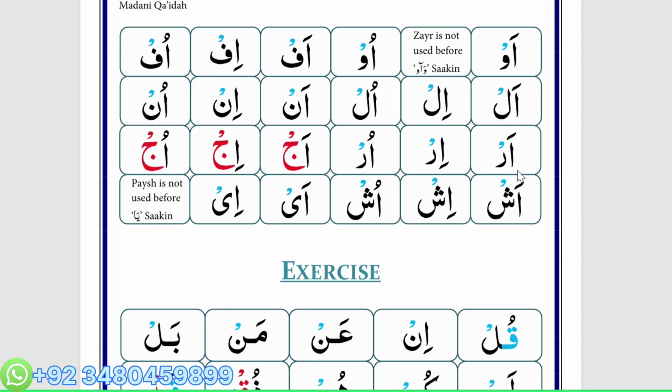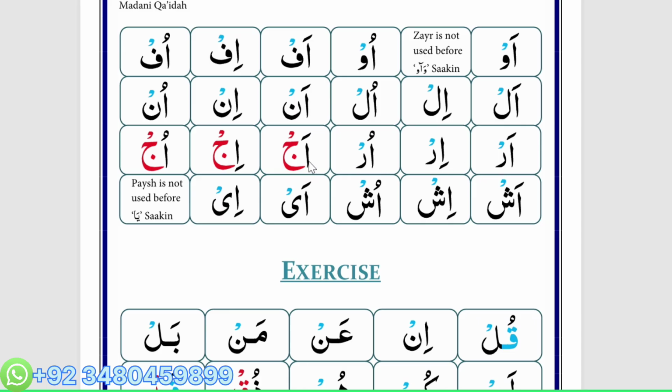Hamza Ra zabar ar. Ra will be pronounced in a thick tone, because if zabar comes before Ra sakina, then Ra will be pronounced in a thick tone. But if zair comes before Ra sakina, then Ra will be pronounced in a thin tone. Hamza Ra zabar ar, Hamza Ra zair ir, Hamza Ra pesh ur: ar, ir, ur.